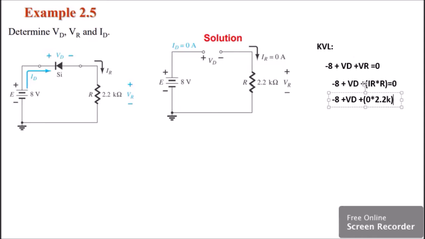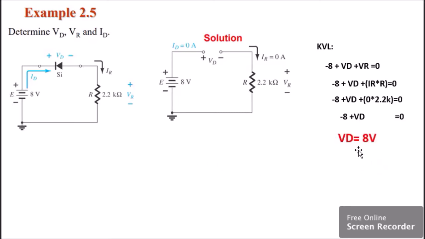K is equal to 0. Since this is 0, we are now left with negative 8 plus VD. We will not copy the 0 anymore. So, this is equal to 0, and that gives us VD, which is equal to 8 volts. Therefore, our hypothesis earlier that VD is equal to 8 volts is correct.